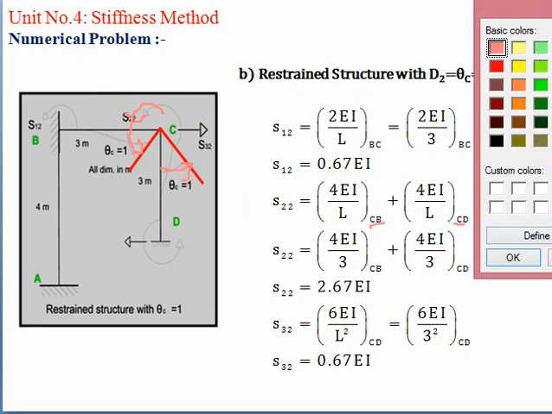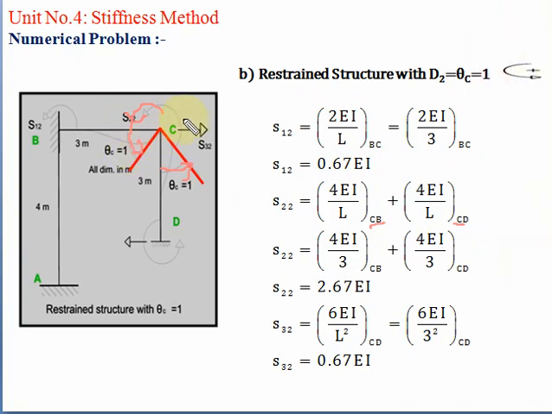I will change the pen color. So here the moment induced will be in anti-clockwise direction. Here also it will be in anti-clockwise direction. So what will be the value? 4EI upon L in member CB and 4EI upon L in member CD. Put the value of L here.